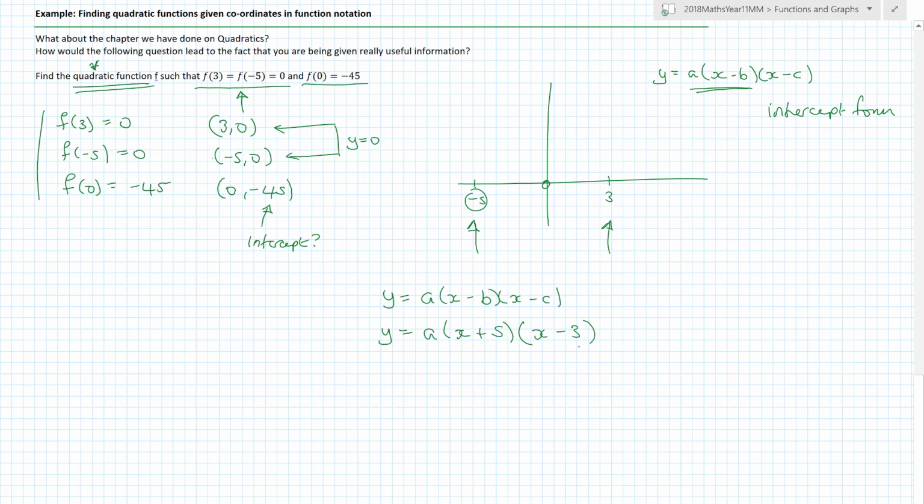All right, okay, but the problem is I've still got 3 unknowns. I need to know an x value and a y value. There you go. There's my x value and y value, 0, minus 45. So actually, I can now say that y is equal to a... Oh, no, I know my y value. Stop. I know that y is minus 45. x is 0, so that becomes plus 5. x is 0, that becomes minus 3. Minus 45 is equal to a times minus 3 times 5, which is minus 15. That would suggest that my a value is 3.